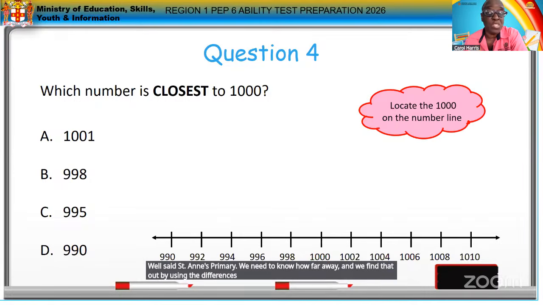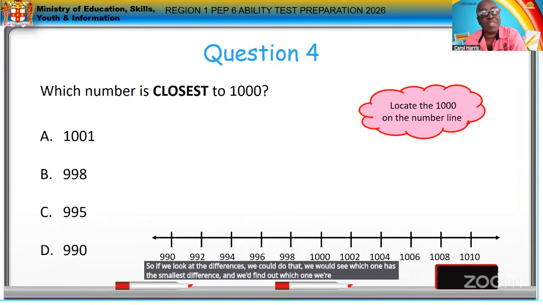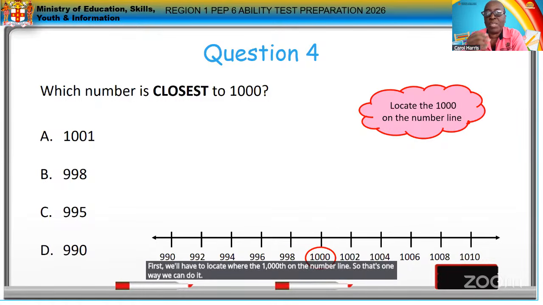So we could use the differences, and we would see which one has the smallest difference. But this time we're going to use a number line. Let's look at the number line. First, we'd have to locate where the 1,000 is on the number line. So that's one way we can do it. We're locating where 1,000 is on the number line.